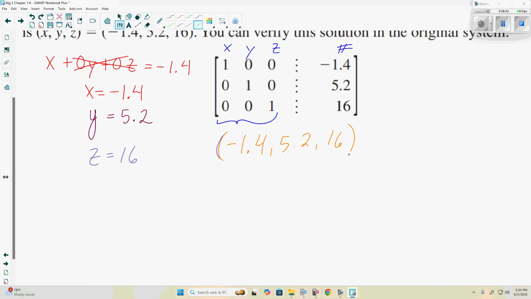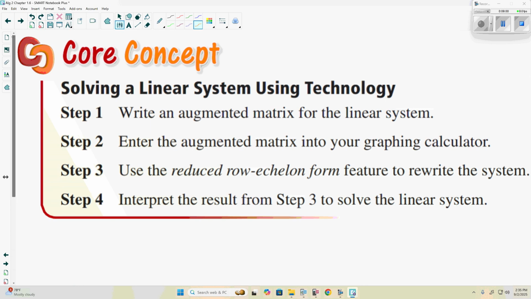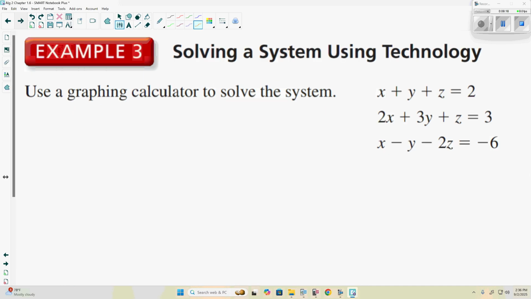And we can use the graphing calculators to take a given matrix and put it into this reduced row echelon form. To do that, the first thing we're going to have to do is rewrite the system as an augmented matrix. From there, we're going to input the matrix into the calculator, tell it to put it in reduced row echelon form, and then interpret the equation.